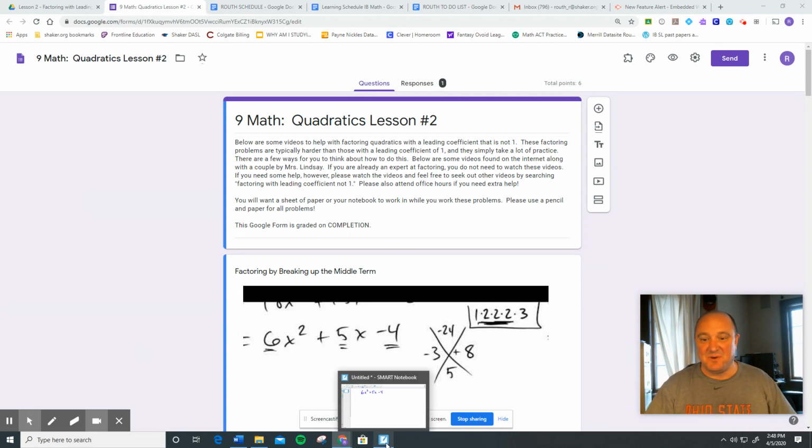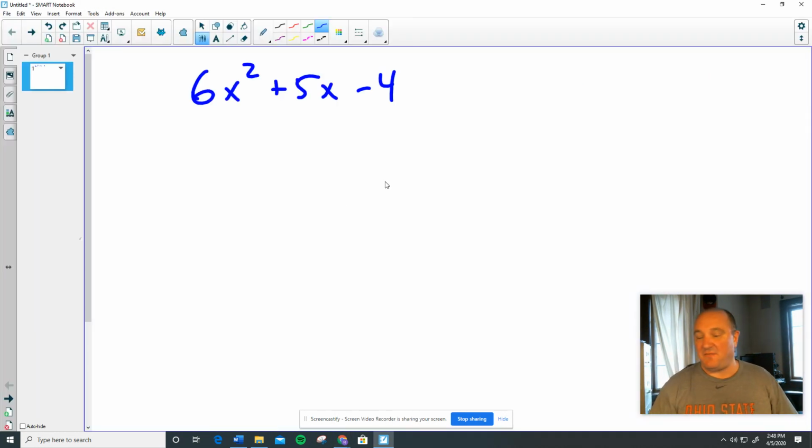Miss Lindsay showed you one way to do the factoring with a greater than zero. Sorry, a greater than one. But some of you learned a box method and like that method. So let's do a real quick example using the same problem and showing how you would do that with the box method.